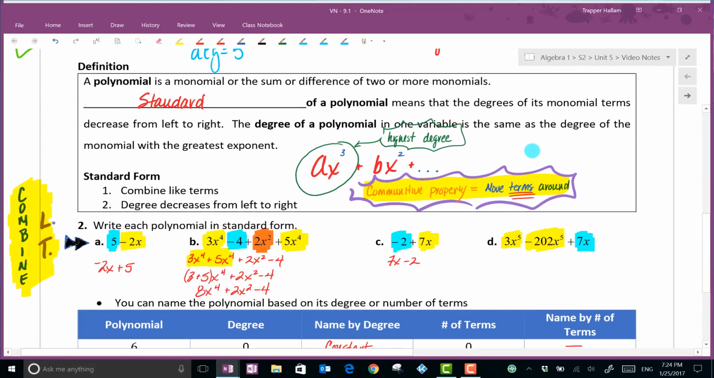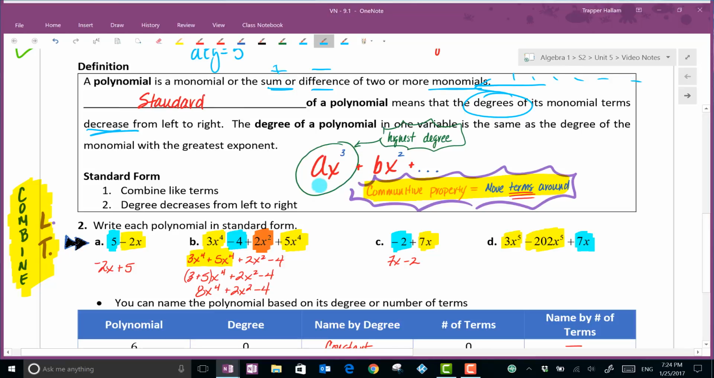Let's scoot down here a little bit more. So here's the official definition of a polynomial. A polynomial is a monomial, or a sum or difference, which just means add or subtract, of a couple other monomials. So we tag a bunch of them together, okay? It says the degree decreases from left to right. You put the largest degree to the left side, and then you decrease them sequentially across to the right, that is in standard form.